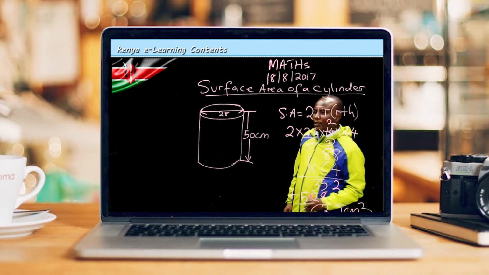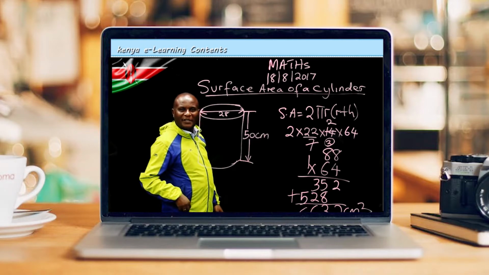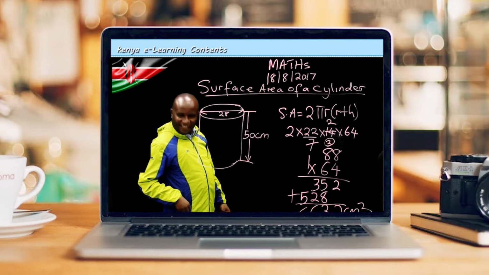I hope nobody will forget that. So this is the surface area of a cylinder. Have you understood? Thank you.